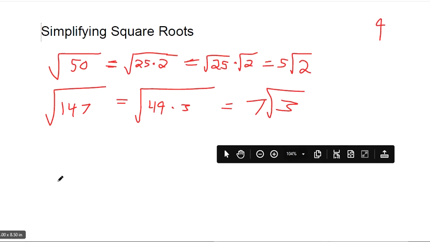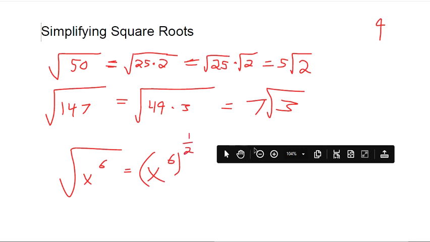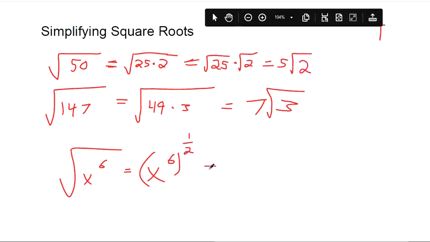Let's see. So I wrote down, I think I meant this. If you're asked to simplify this, keep in mind a square root is a 1/2 power. And when you have powers on top of powers, they multiply. So 6 times 1/2 makes x to the 3rd.